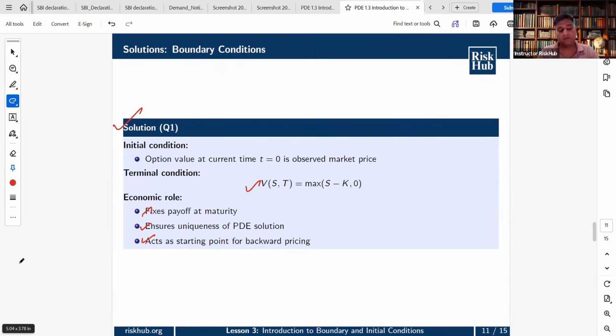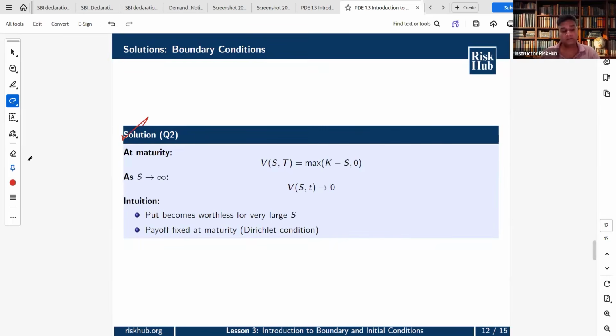Payoff, we know that before maturity, the option has time value. The PDE tells us how the time value evolves backward from maturity to today. The terminal payoff anchors the final value in the PDE. It discounts and adjusts the payoff backward under your risk neutral dynamics. Okay, then we get into the next solution.